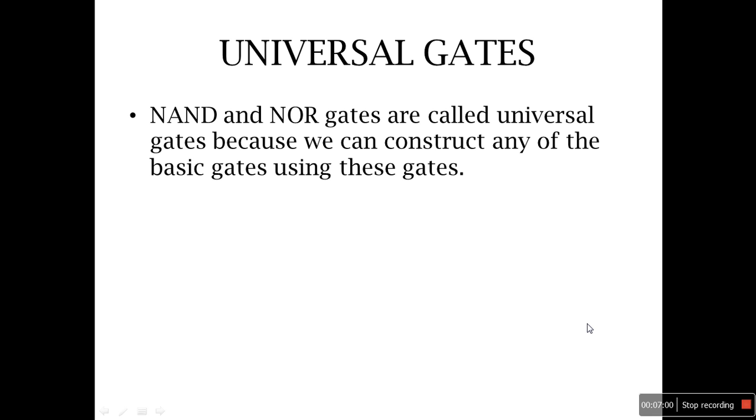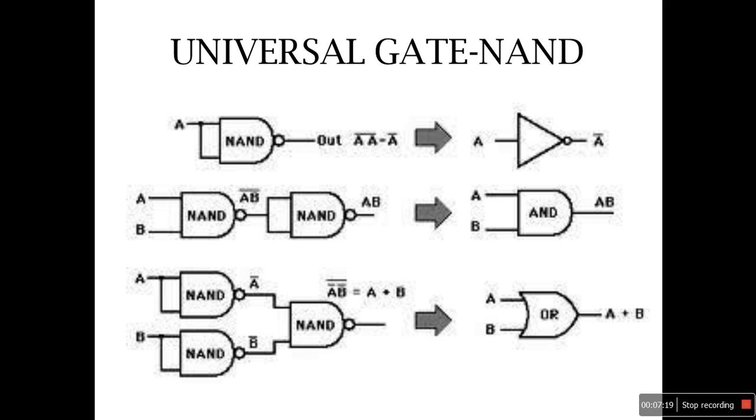So those were all the logic gates, but two gates, the NAND gate and the NOR gate, are called universal gates because we can construct any of the basic gates using these gates. So these two gates are called universal gates. To prove it, this we have already looked at: this is the NOT gate, this is an AND gate, and this is the OR gate, and these are the expressions which we have already studied.